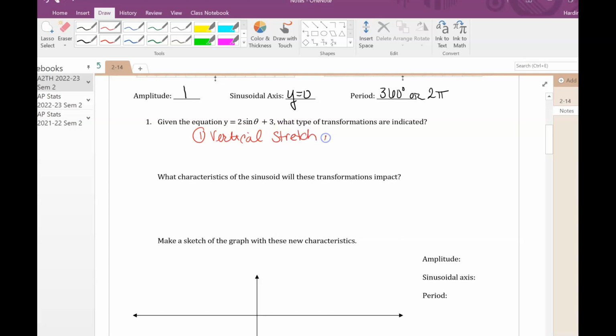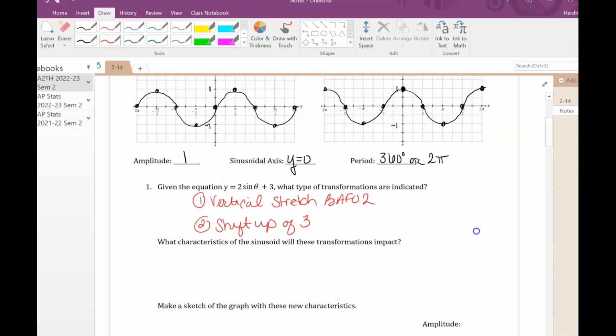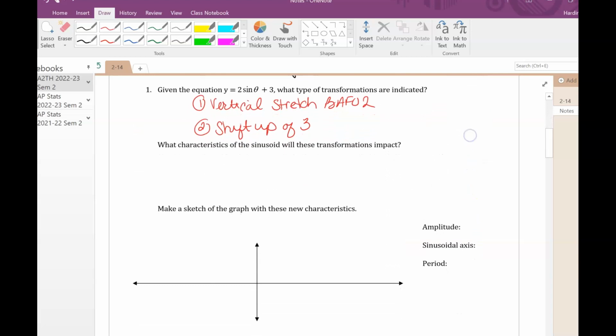The second one here is a shift up of 3. Both of these impact y values. So what characteristics of the sinusoid will these transformations impact? Take a look at the things that we talked about. Amplitude, sinusoidal axis, period. I also commented on where we sort of start the graph. The ones that are going to be impacted by this, well, the vertical stretch is going to impact the amplitude. So the amplitude is going to be twice as big.